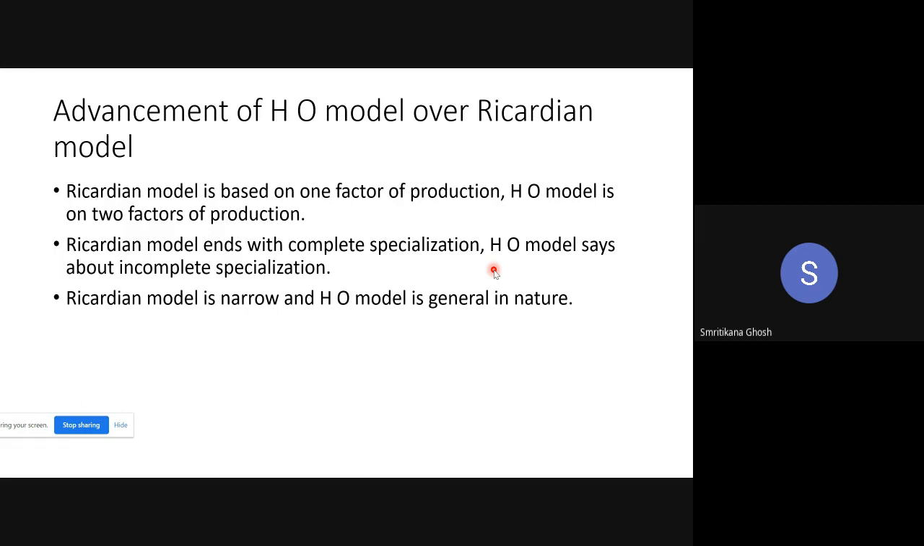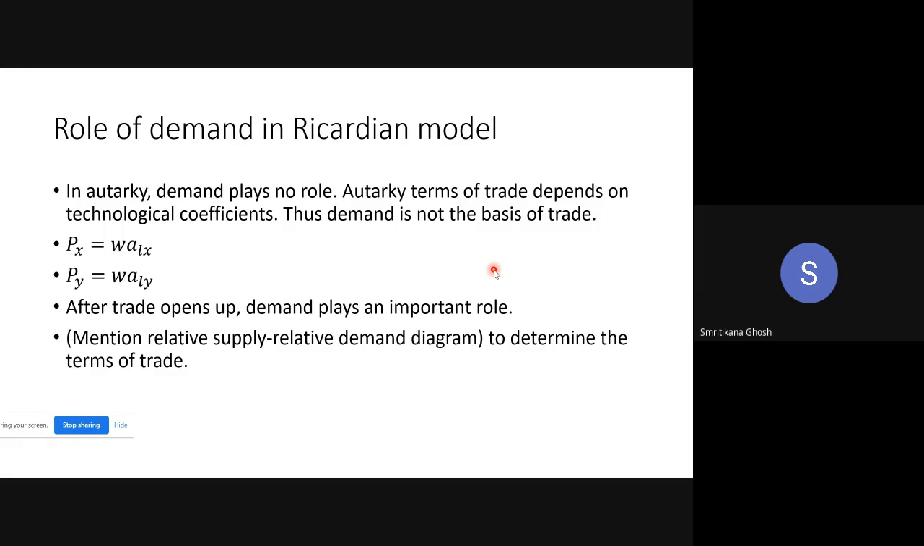The Ricardian model is narrow in that sense, and the HO model is general because it can explain more reality as compared to Ricardo. Okay. Now, this is another question you may get. This should actually be a part of the Ricardo.